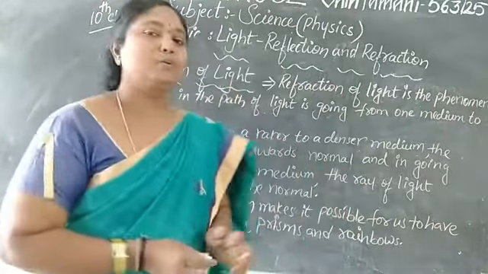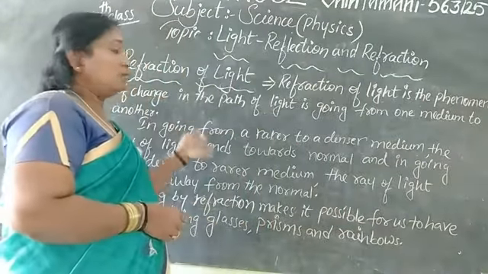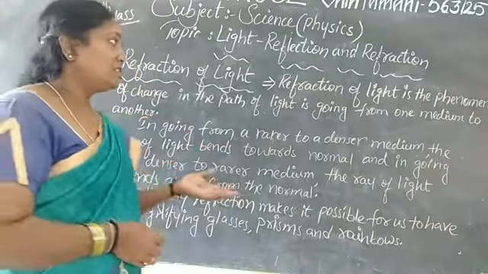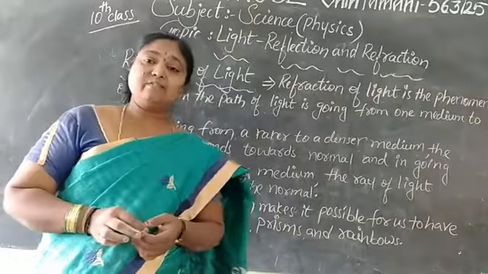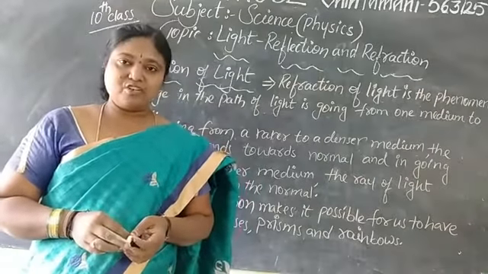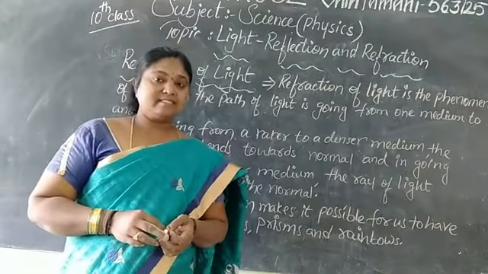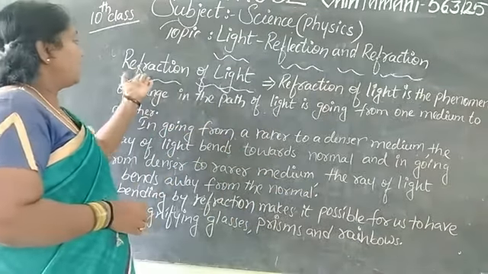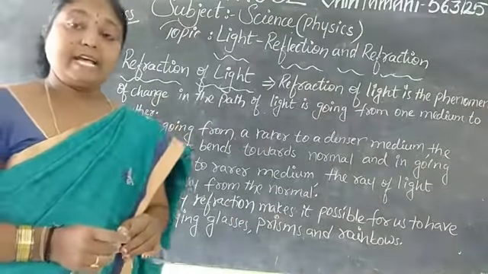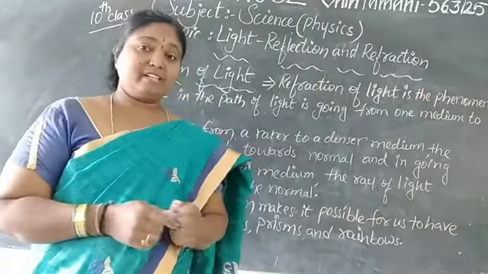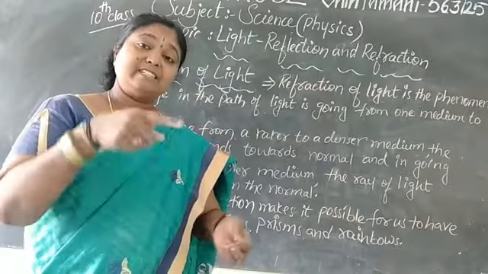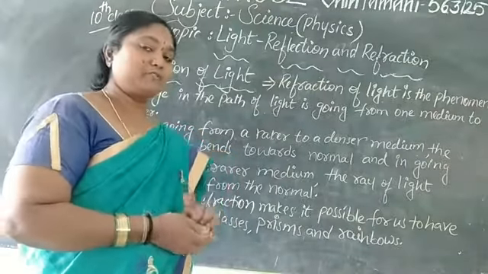Okay? So today, what is our topic? Light, reflection and refraction. In the previous classes we learnt about the reflection of light. Today's session we are going to learn about the refraction of light. Reflection of light is the bouncing of the light. Refraction of light is the bending of the light.